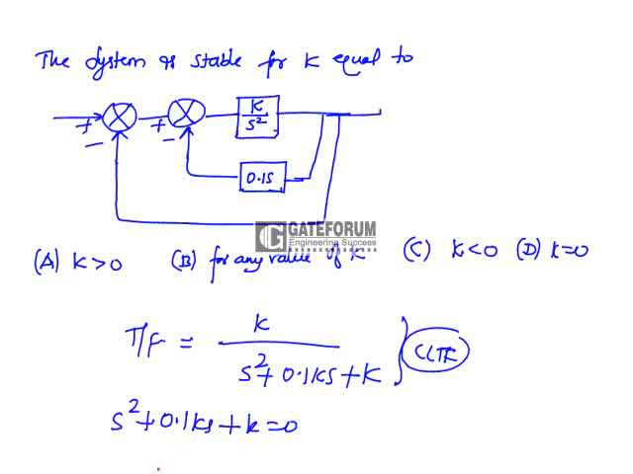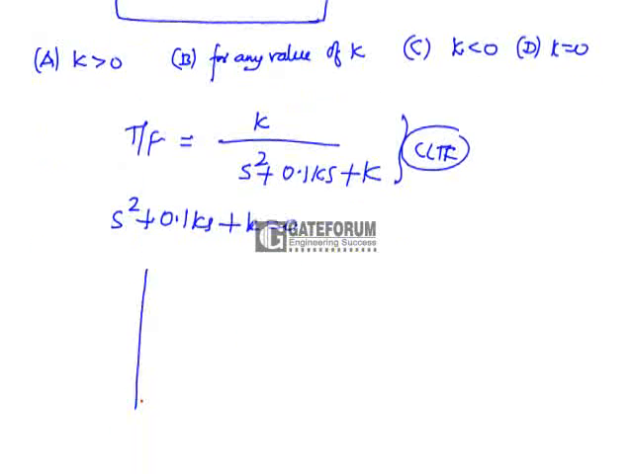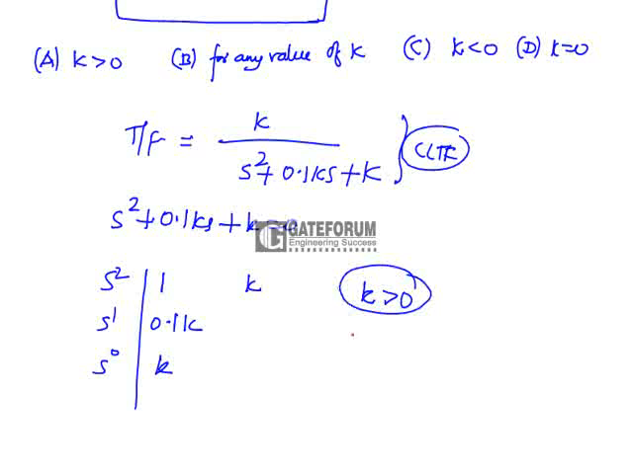Okay, now what is the Routh-Hurwitz criterion? From the Routh-Hurwitz criterion we can write s square, s power 1, s power 0, taking alternate terms 1 and k, then 0.1 k, and then k. The system is stable when k is greater than 0, or 0.1 k is greater than 0. Or this is also found as k is greater than 0. So only one condition is there.